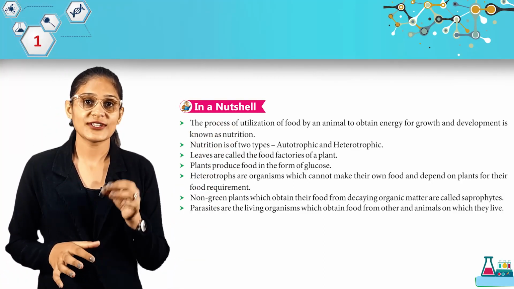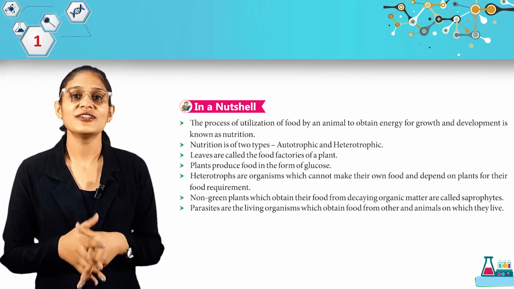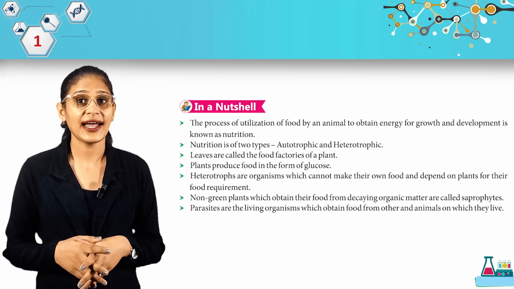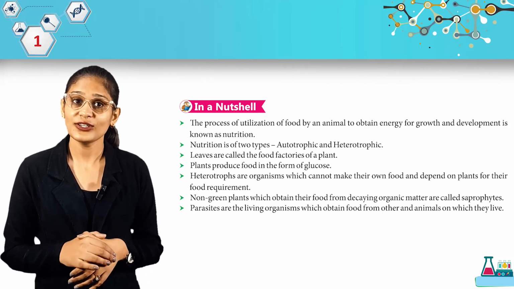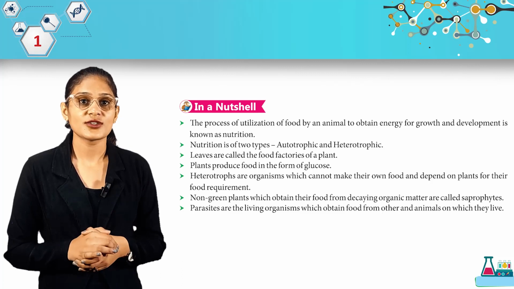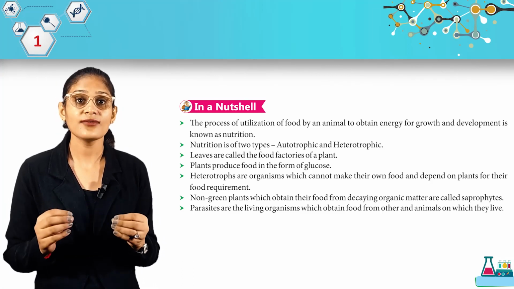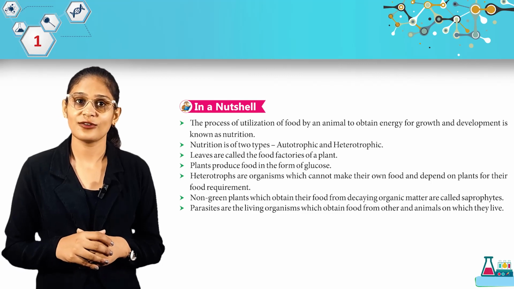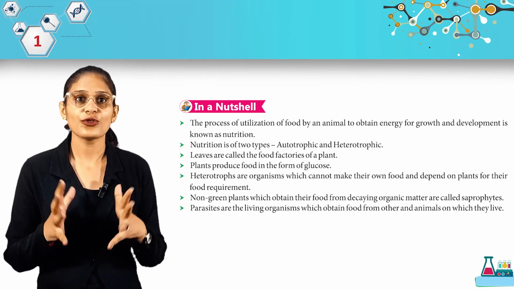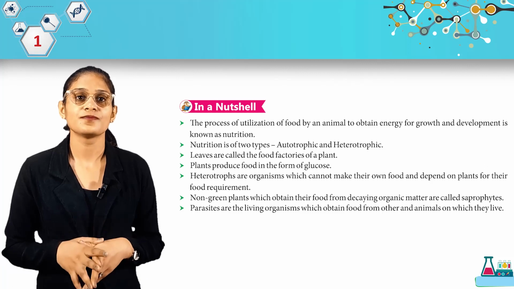The process of utilization of food by animals to obtain energy for growth and development is known as nutrition. Nutrition is of two types, autotrophic and heterotrophic. Leaves are called the food factories of a plant. Plants produce food in the form of glucose.